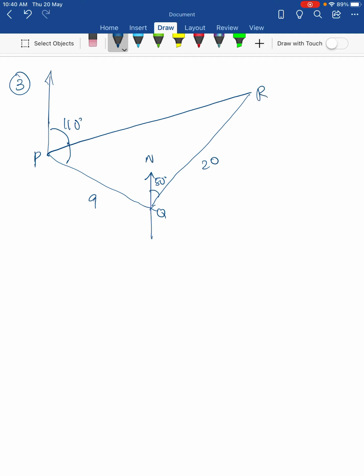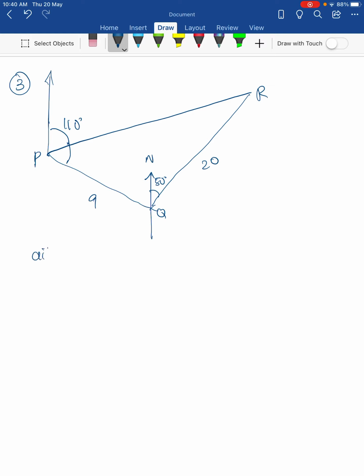Okay, first question. Before we even talk about the first question, let's always remember to read the question and see any other information that's not shown on the diagram. You need to transfer down from the question. Basically they're saying that these are the three towns. PQR is on the horizontal ground, it's flat. There's 20 kilometers and 9 kilometers, indicated in the diagram. And there's 50 degrees and 110 degrees, both indicated in the diagram. So it's all good.